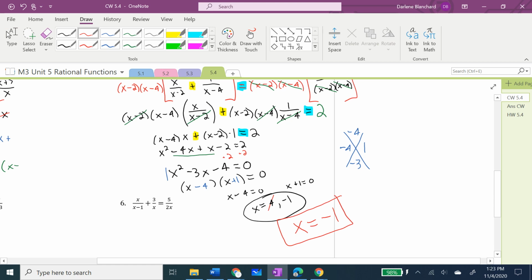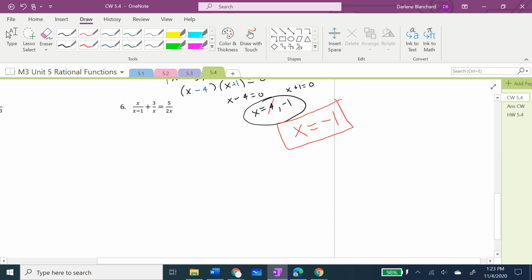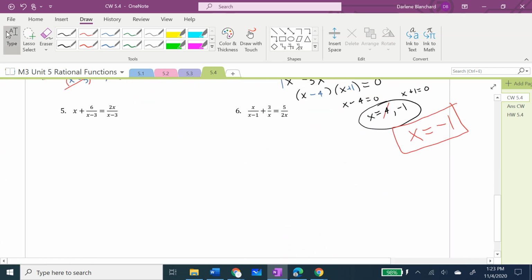And it is possible to get no solution. So that is number 4. I have 2 of these left.